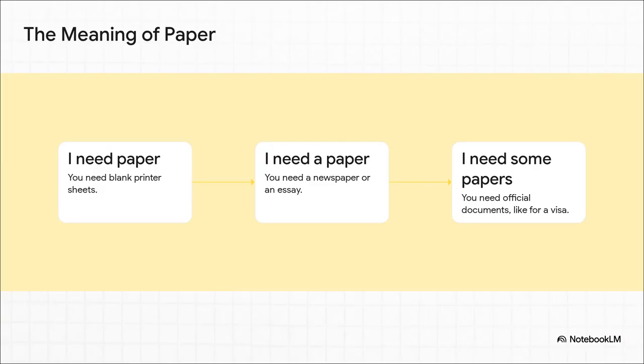Let's just take one simple word: paper. If you say, I need paper, you're talking about blank sheets to write on. But if you say, I need a paper, suddenly you mean a newspaper or maybe an essay. And if you say, I need some papers, well, now you're talking about important documents, like for a visa. Isn't that wild? Tiny little changes, 3 completely different meanings.